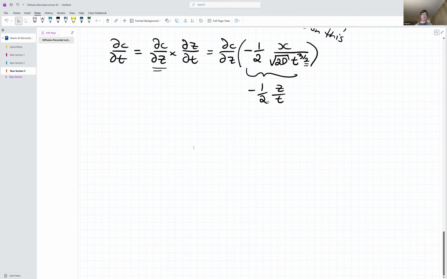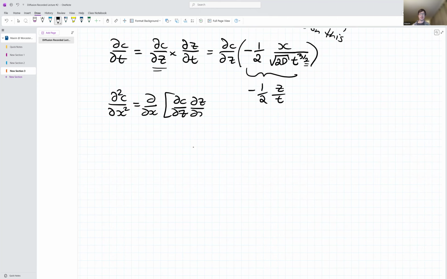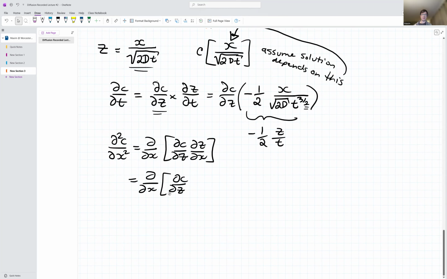So let's do the second derivative of c with respect to x. We'll do one derivative at a time. For the first one, we have dc/dz times dz/dx. If we substitute in, so this is the dc/dz. Now dz/dx, x is only out here, so actually this is just 1 over the square root of 2Dt.